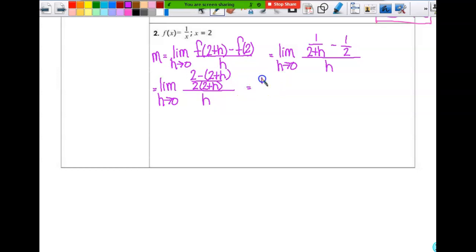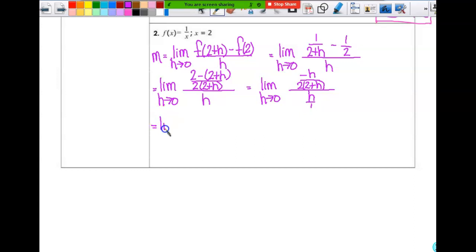So this is equal to the limit as h approaches 0 of, in the numerator, I'm going to have 2 minus 2, so that zeroes out. But then I have that negative h, so I'll have negative h over 2 times (2 plus h) all over h. So if it helps, you can think of this as h over 1. You don't have to write it like that, but at least think of it like that.